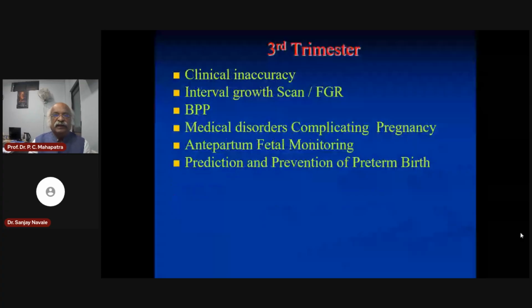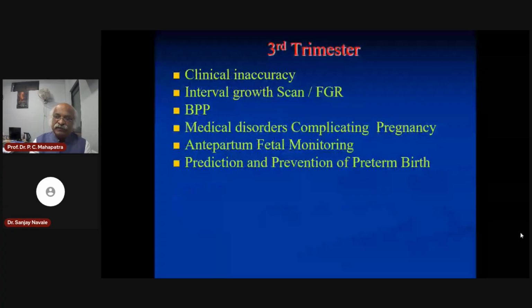Then during the third trimester, the role of antepartum fetal monitoring. There are gadgets available for antepartum fetal monitoring where fetal growth restriction is there. We have diagnosed it by sonography, but the functioning part we can assess by antepartum fetal monitoring with the different electronic fetal gadgets which are available.